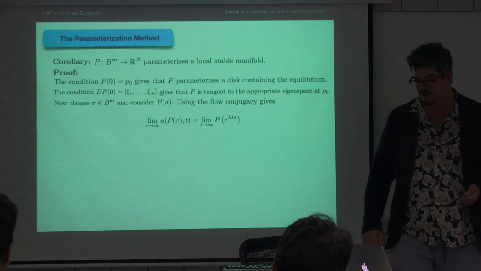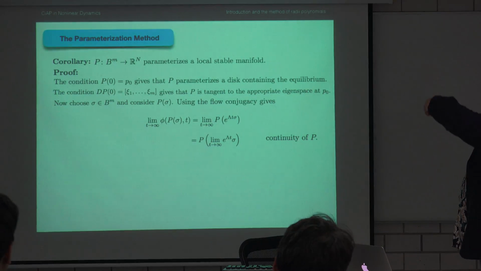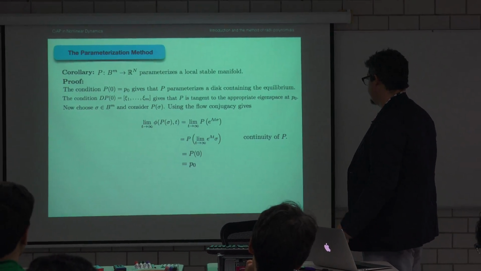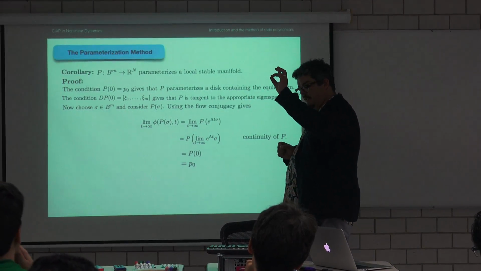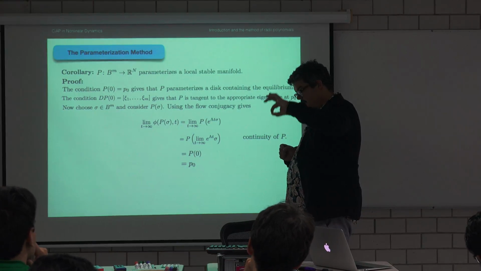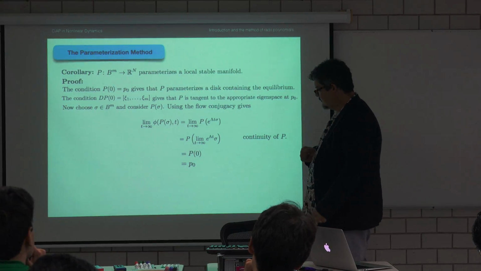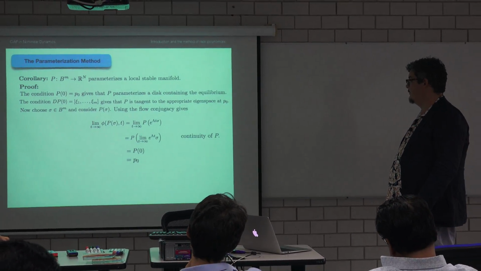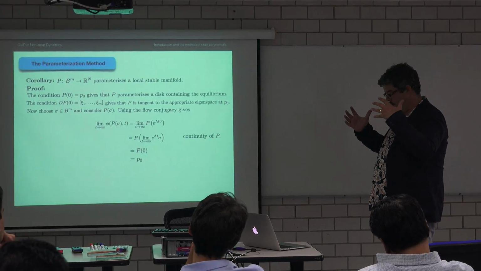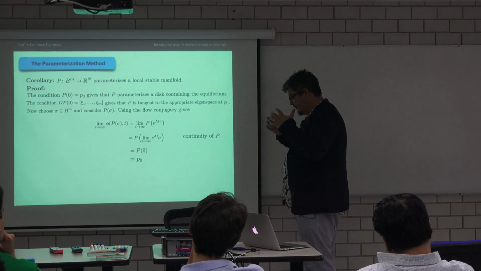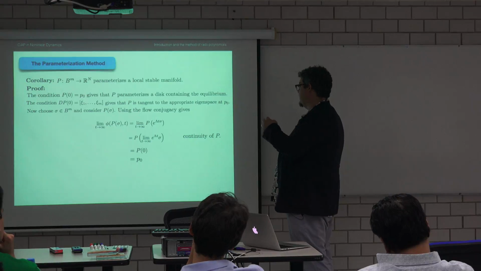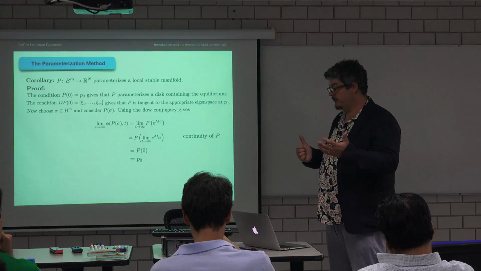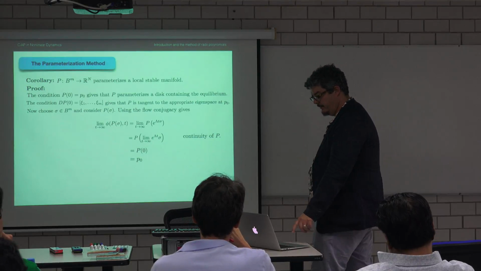As long as P is continuous, the limit comes inside, and this limit I know because these are stable eigenvalues. So this is P of 0, which is the equilibrium point. So any point on the image of P limits to the equilibrium. That's certainly a subset of the local stable manifold, but since the image of P is an m-dimensional disk containing the equilibrium and tangent to the eigenspace at the equilibrium, it really is a full local stable manifold. Right?